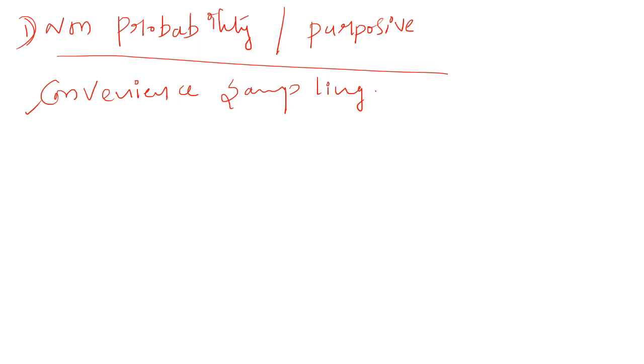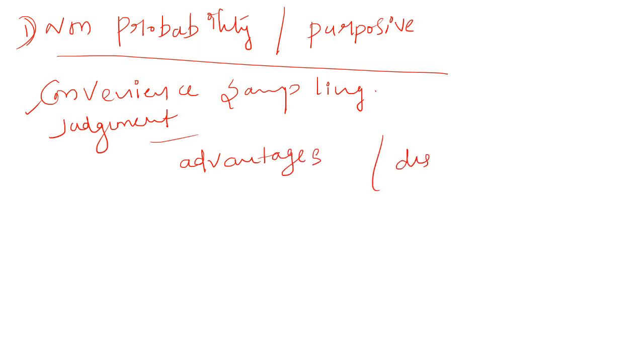There is another type of purposive sampling known as judgment sampling, where the researcher uses his judgment to select the sample. So let's look at some advantages and disadvantages of this sampling. Advantages: it is easy and convenient to follow.